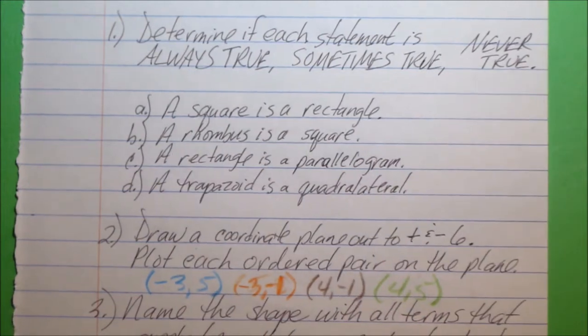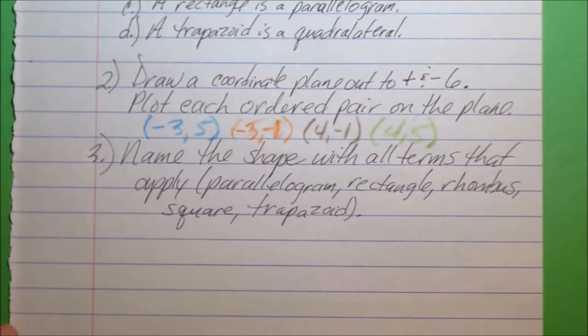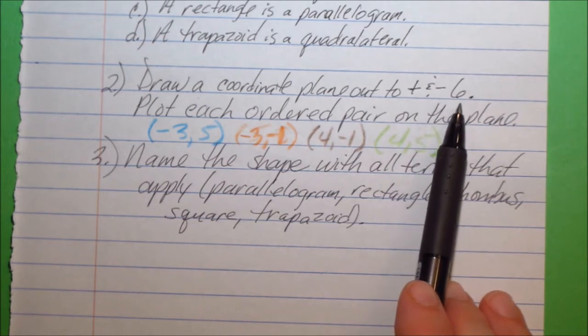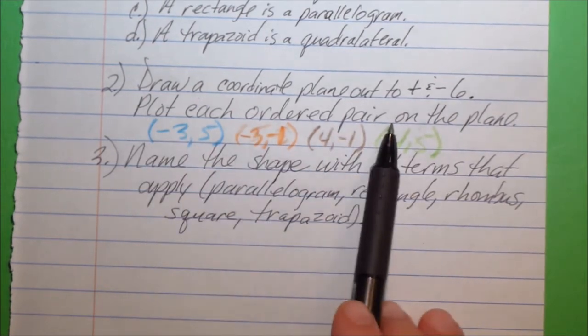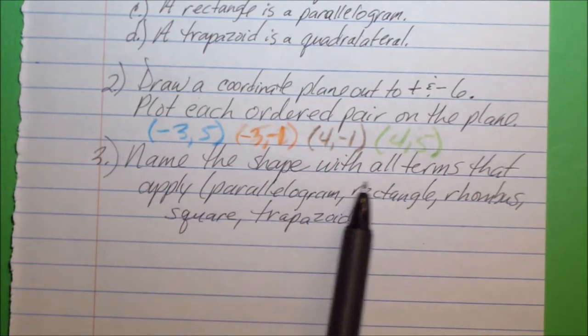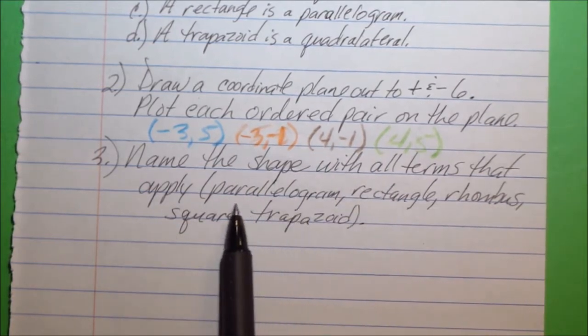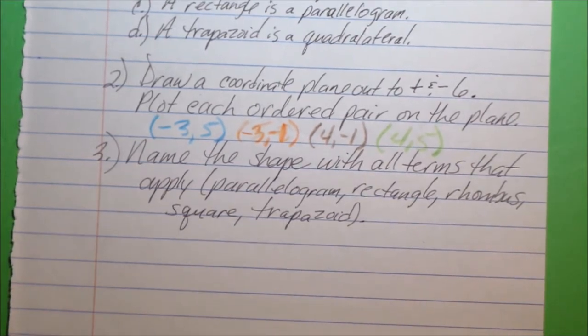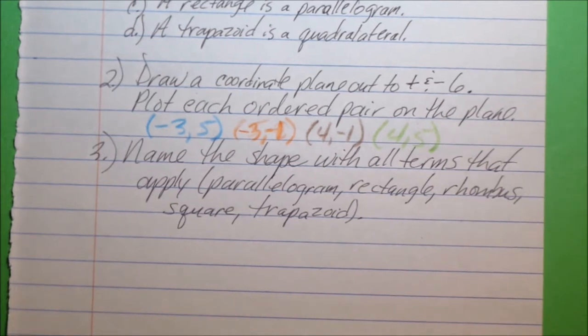All right, and then problems number 2 and 3. Draw a coordinate plane out to plus and minus 6. Plot each ordered pair on the plane, and these are your ordered pairs. Name the shape with all the terms that apply, and that would include your parallelogram, your rectangle, your rhombus, your square, your trapezoid, all those possibilities that the shape that you wind up plotting could apply to. All right, so you want to pause here and draw these out, and then I'll come back and show you how they're done.